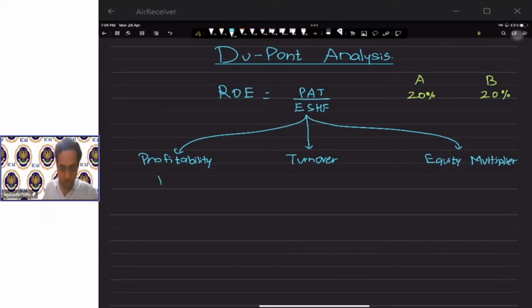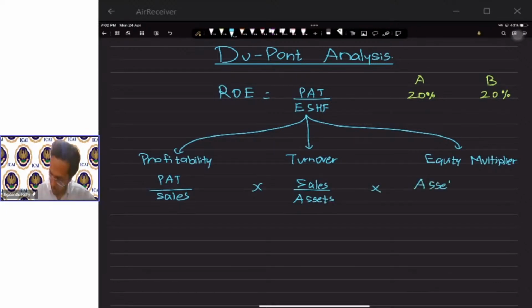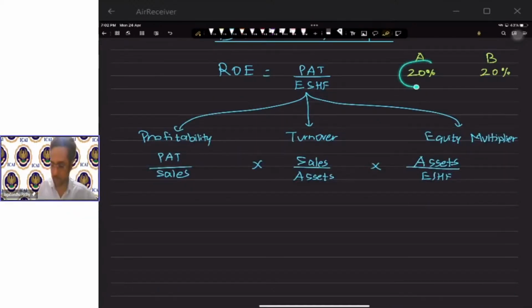When it comes to profitability, that is PAT upon sales, into the turnover, which is the asset turnover, sales upon total assets. Then the equity multiplier is assets upon equity shareholders fund. So just looking at 20% is not going to be sufficient for our analysis. I need to look into how this 20% has been arrived at.